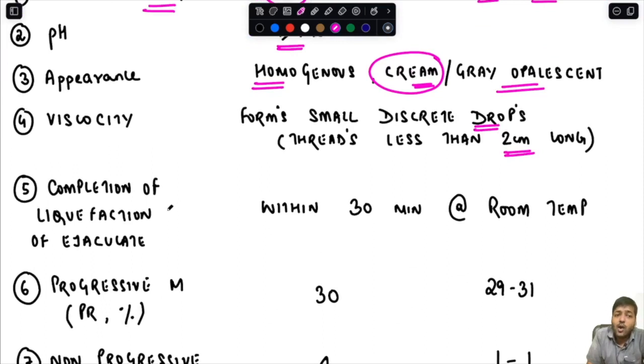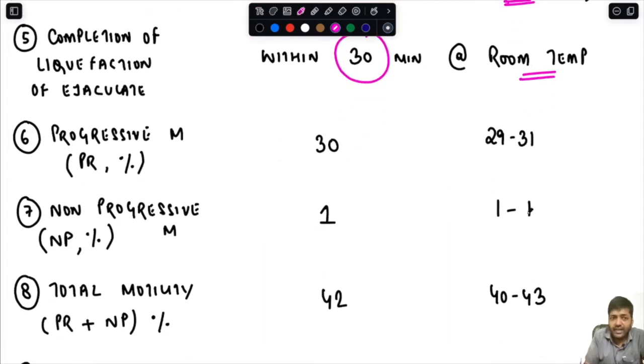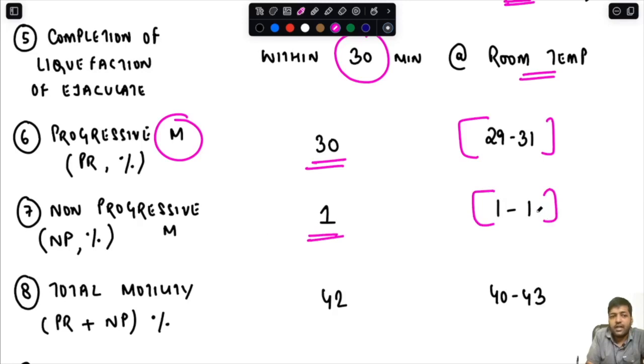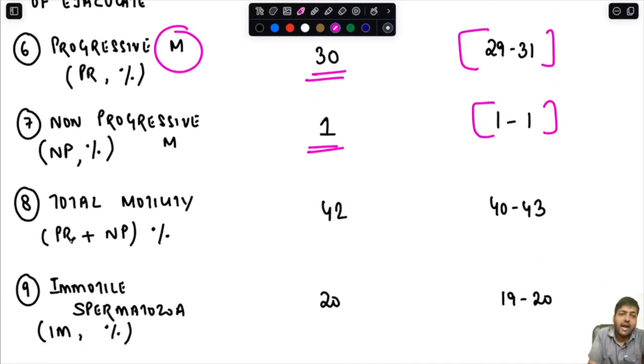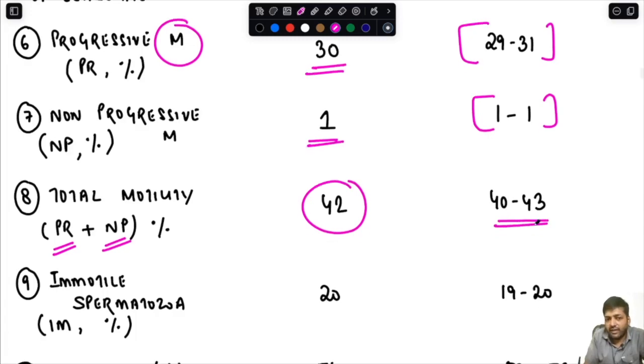The completion of liquefaction of ejaculate should occur within 30 minutes at room temperature. Then we have the different kinds of motility. Progressive motility: the percentage is 30% and the range is 29 to 31%. Non-progressive motility is 1, and the range is 1 to 1. Total motility is the addition of progressive plus non-progressive motility, and it is 42. The lower reference range is 40 to 43.